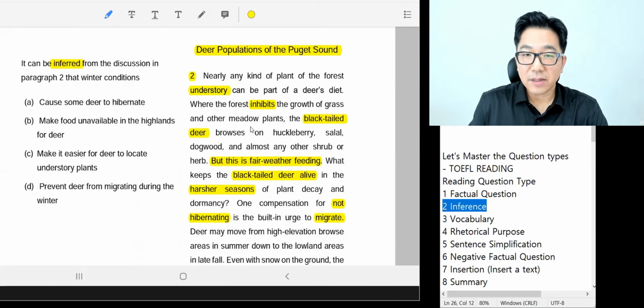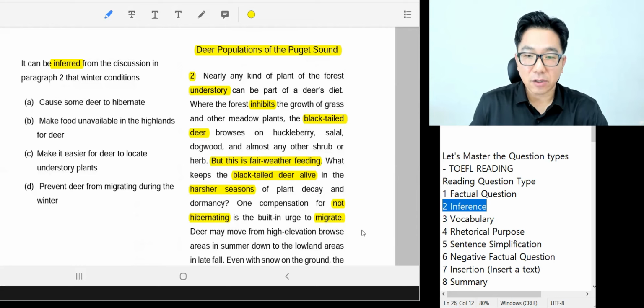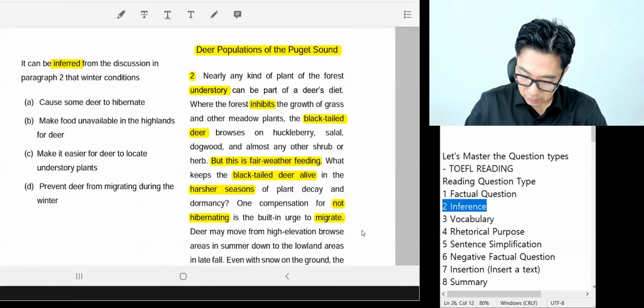So they migrate to survive in a harsher season, right? So, plenty of food source here during spring and summer will disappear. So they would have to move to some other area to survive. Okay? So hopefully the next sentence will tell us where do they go and whether they have food source to survive during cold weather. Deer may move from high elevation browse area. Okay, so I'll scroll down a little bit before I read.